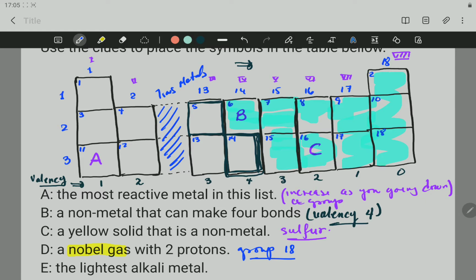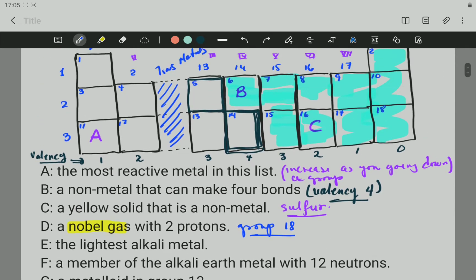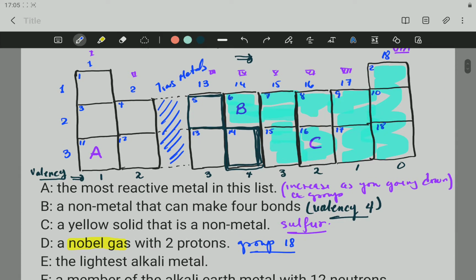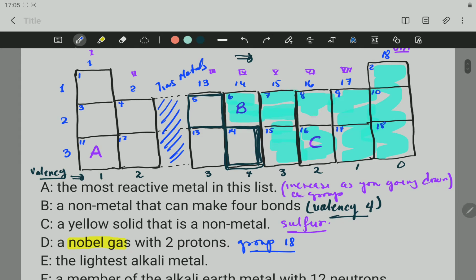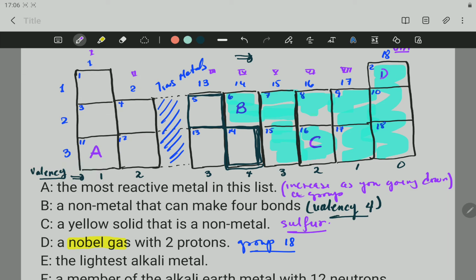That number is the number of protons. Alright, and we're looking for a noble gas with 2 protons. Noble gas is group 18, and 2 protons is the first one, which in actual fact is going to be helium. A noble gas with 2 protons is helium. Here is going to be D. Let's write here D.